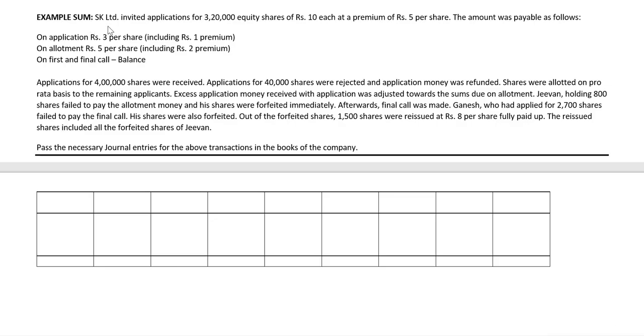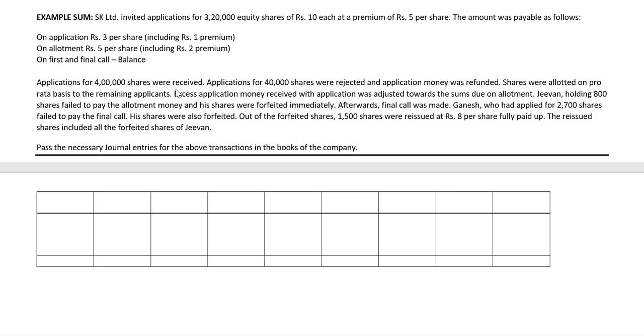Example sum. SK Limited invited applications for 3,20,000 equity shares of Rs 10 each at a premium of Rs 5 per share. The amount was payable as follows. On application Rs 3 per share including Rupee 1 premium. On allotment Rs 5 per share including Rs 2 premium. And on first and final call the balance amount.